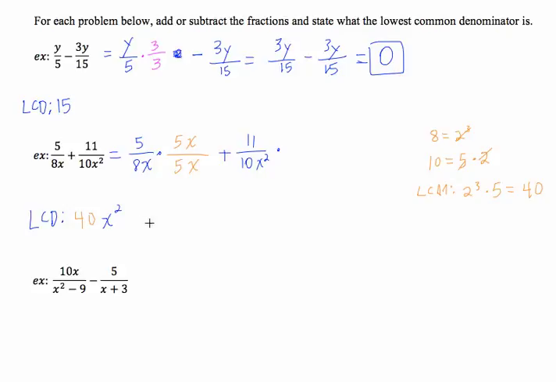And the second fraction, 11 over 10x squared, it needs to be multiplied by, let's see, 10 needs to be multiplied by what to get 40? Well, that would be 4. And x squared needs to be multiplied by what to get x squared? Well, nothing, just 1. So we just have times 4 over 4.